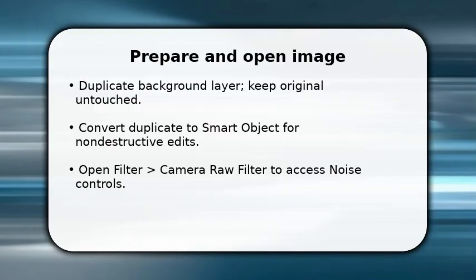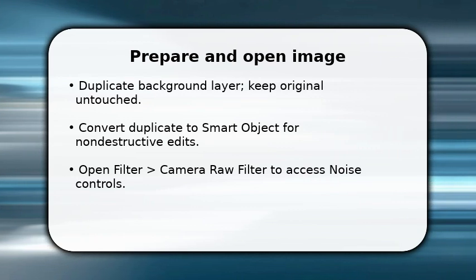You start by making a copy of the background so you always have the original. Once duplicated, convert that layer to a smart object. This lets you tweak or remove filters later.